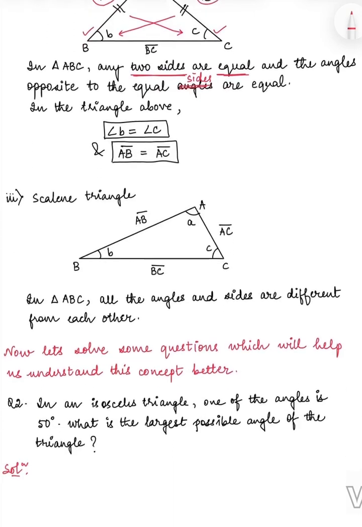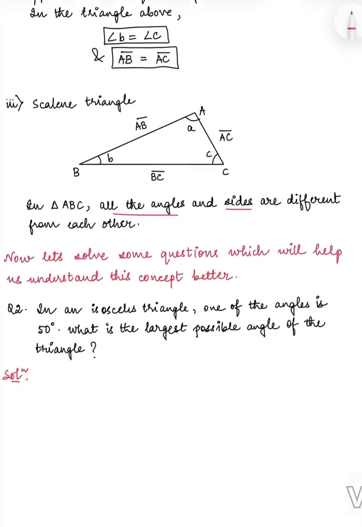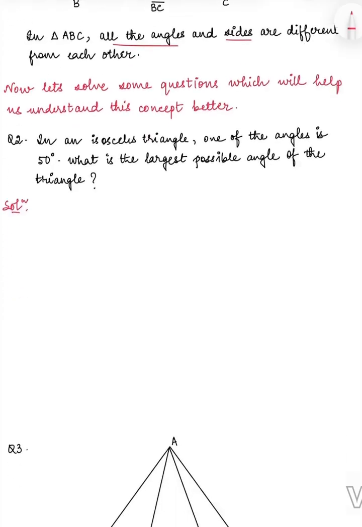Now the third is a scalene triangle. So what does that mean? Here all the angles and all the sides are different from each other. So we have no commonality between any sides or angles. Now let's solve some questions so that we can understand this better.